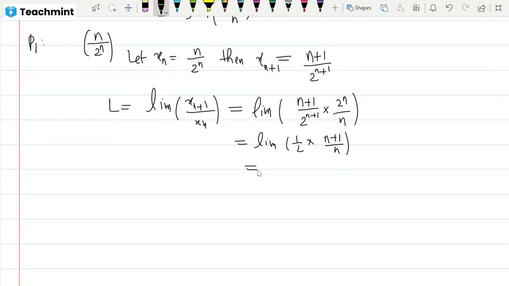So what is this limit? The limit is 1 by 2 into the limit of n plus 1 by n. This is a same degree polynomial by same degree polynomial, so you write leading coefficient by leading coefficient, which gives 1. Now you observe this limit L is 1 by 2, which is less than 1. Therefore, by the ratio test for sequences, this sequence n by 2 power n converges. Right? The L value is less than 1. Therefore, this sequence is convergent.